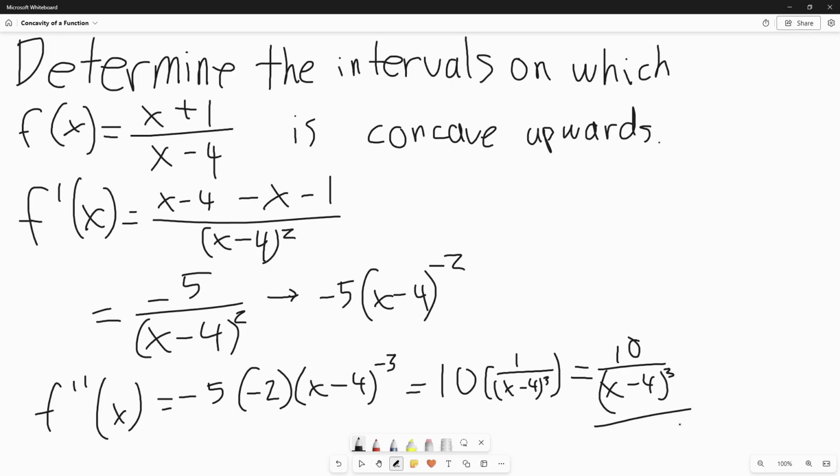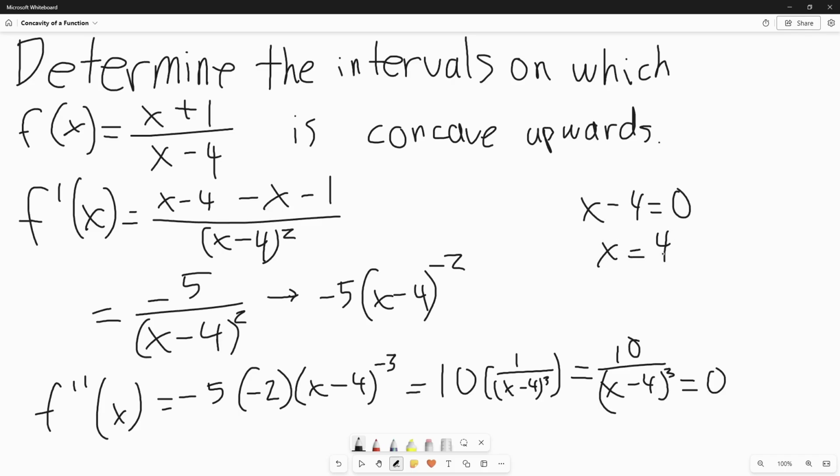And this is our second derivative. And we need to set this equal to 0 or undefined. And when you have a rational function like this, when you set it equal to 0, you can set the numerator equal to 0, and obviously this won't work. When you want to set it to undefined, you set the denominator equal to 0 instead. So we have x minus 4 to the power of 3 equals 0, but we can just get rid of the power of 3 because it's set equal to 0, and x equals 4.